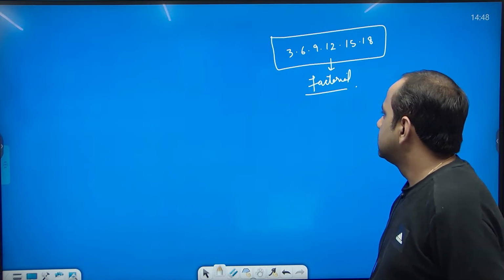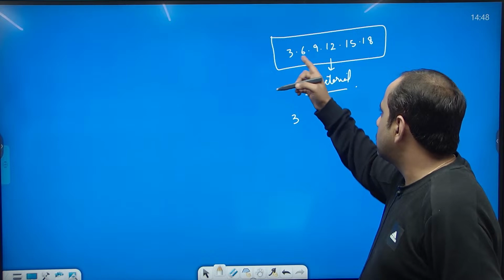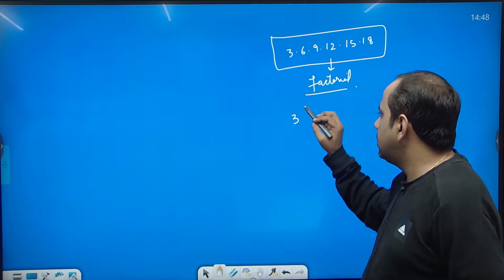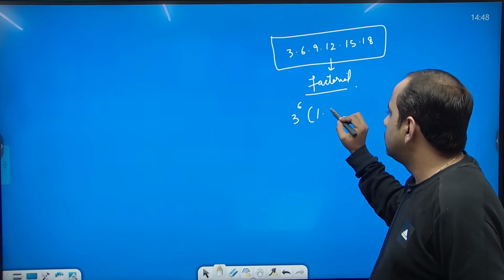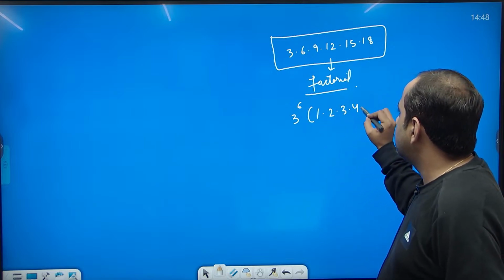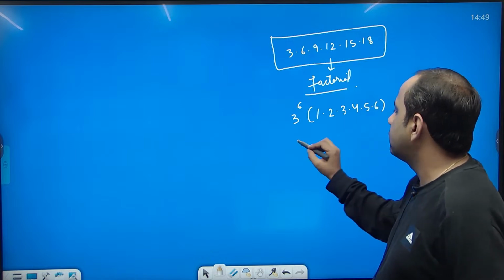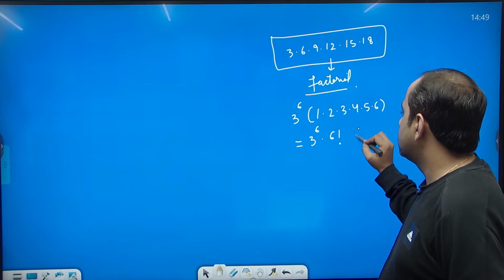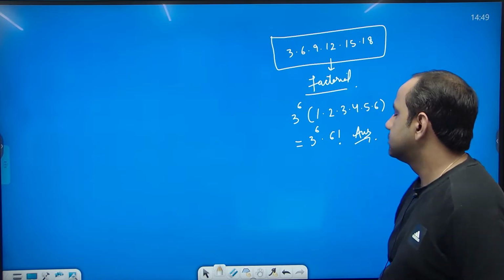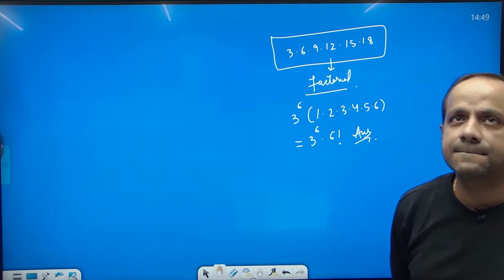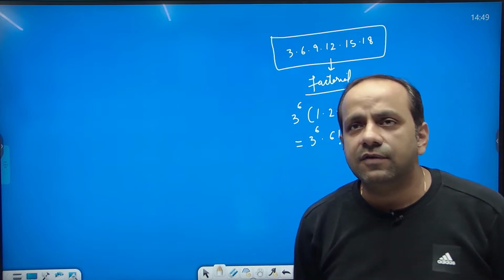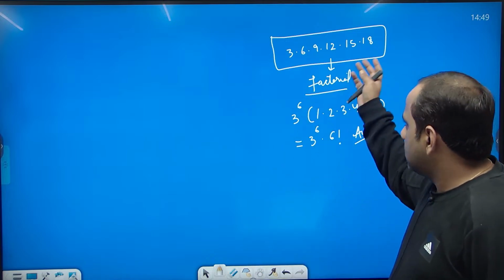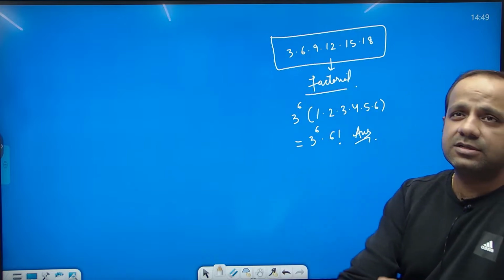We have 6 numbers. So we can take 3 common out of each of the numbers. So we can say how many times? 6 times. So it will be 3 to the power 6 into 1 into 2 into 3 into 4 into 5 into 6. And that will be 3 to the power 6 into 6 factorial. This will be your answer. Any doubt in this? So this is how we can convert any product or any continued product or any product of multiples into factorial.